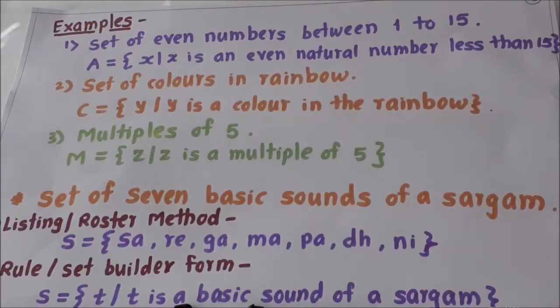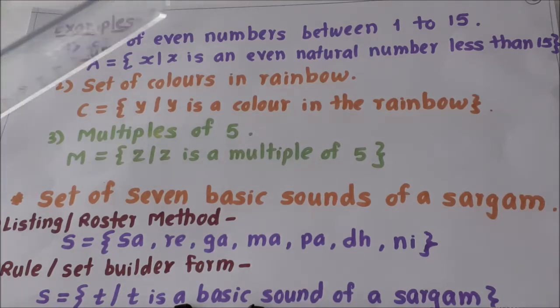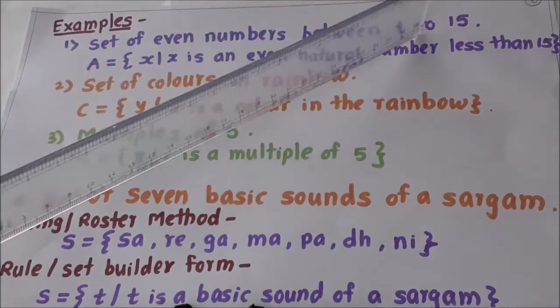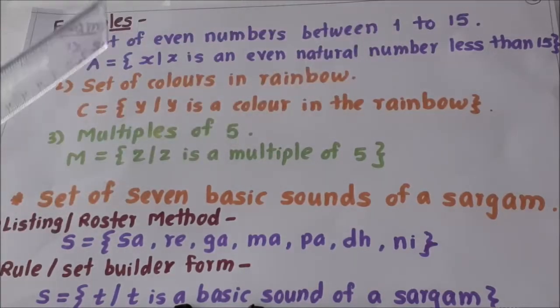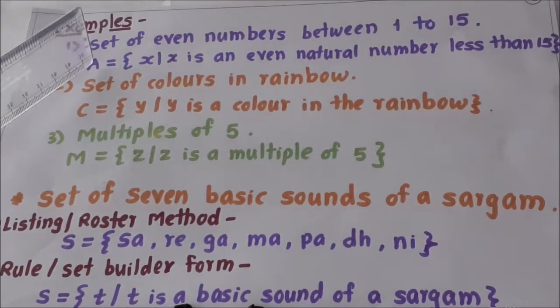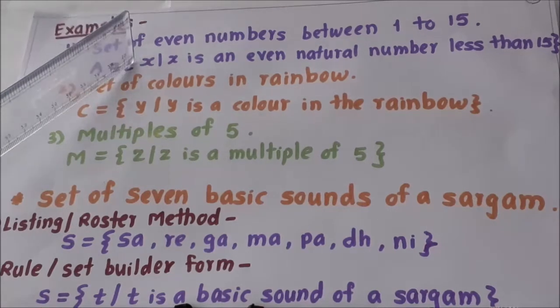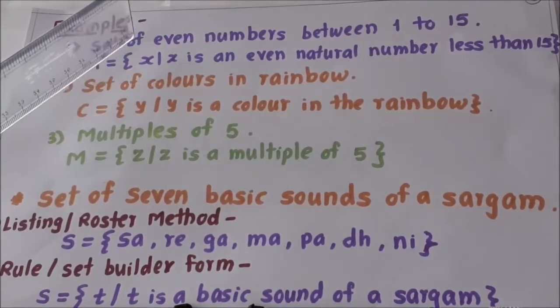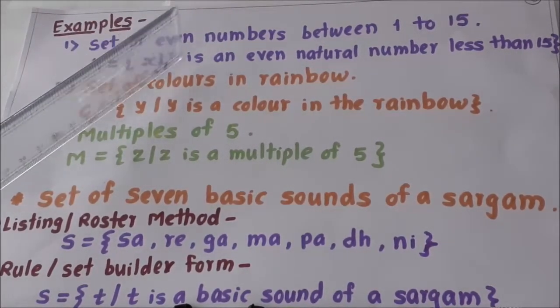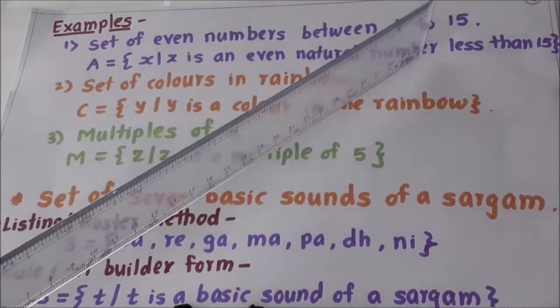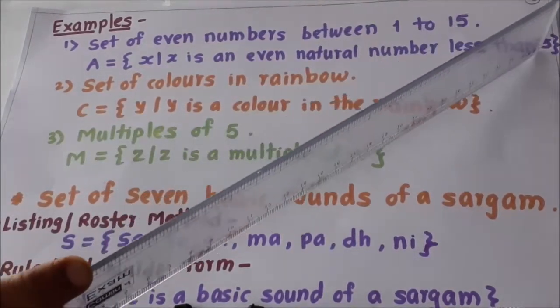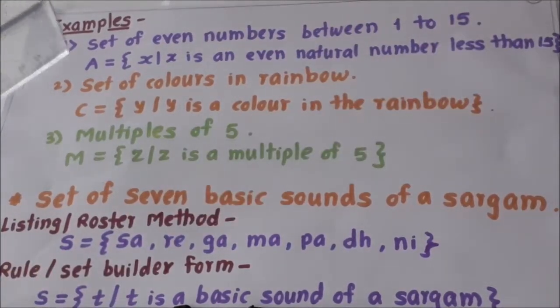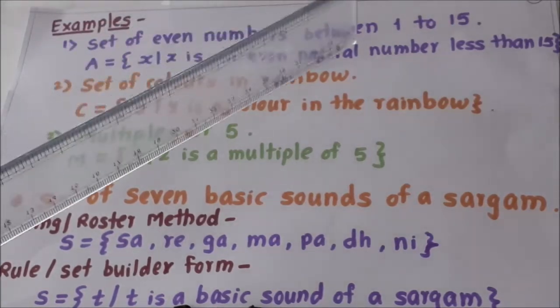Here are some more examples of set builder form. See the first one, the set of even numbers between 1 to 15. We can write this in set builder form like this: A is equal to x. Here x is the name of the element, and x is an even natural number less than 50 in this way. Second example, the set of colors in a rainbow.